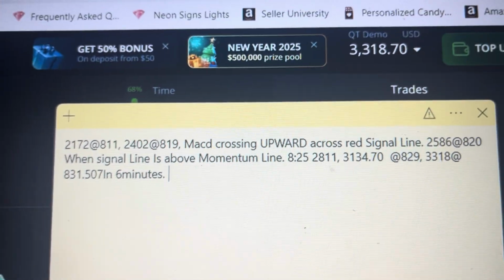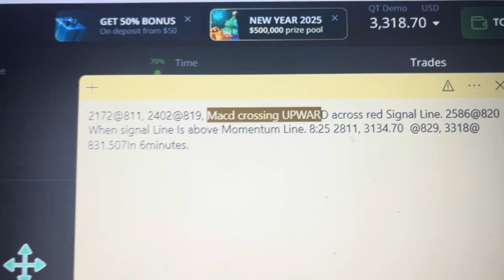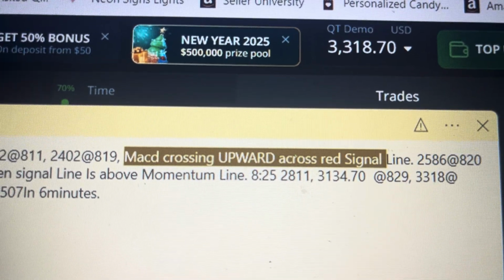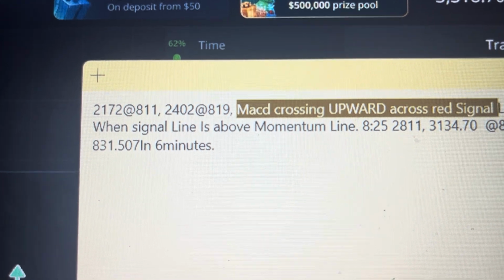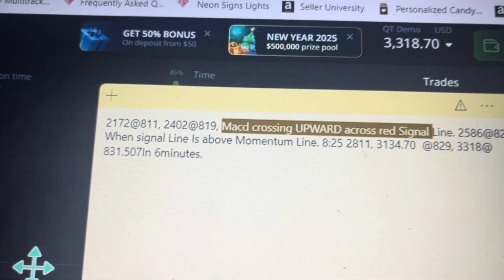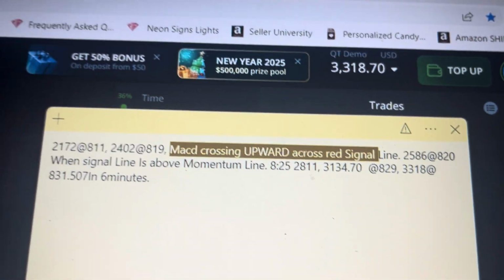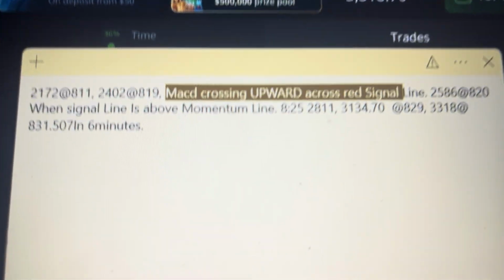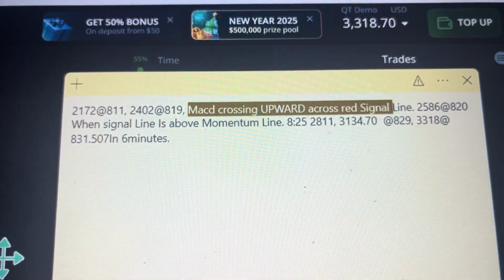Just using a MACD when it's up here, like when I type up here, the MACD crossing upward across the red signal line, and the signal line is also above the momentum line. That's when it's most effective, when you're going to have nice big green candles, which is what you want to get in. And like I said, you hit it about 5-6 times there. So again, that's 507 in 6 minutes.